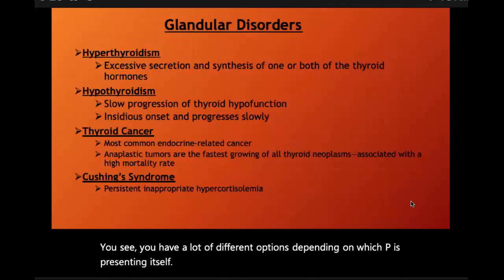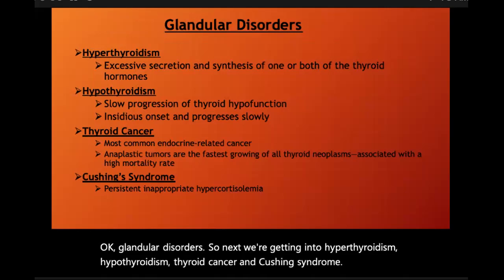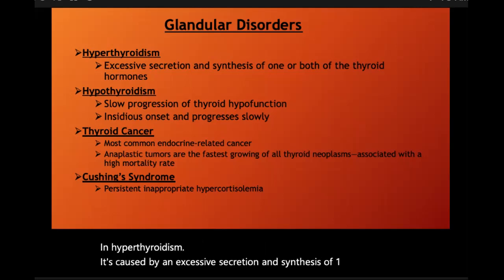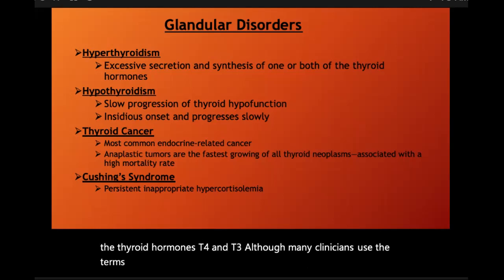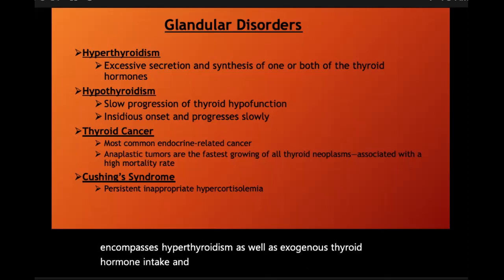Okay, glandular disorders. So next we're getting into hyperthyroidism, hypothyroidism, thyroid cancer, and Cushing syndrome. Hyperthyroidism is caused by an excessive secretion and synthesis of one or both of the thyroid hormones, T4 and T3. Although many clinicians use the terms interchangeably, thyroid toxicosis is a more general term that encompasses hyperthyroidism, as well as exogenous thyroid hormone intake and subacute thyroiditis, in which acute inflammation of the thyroid gland results in the rapid excretion of stored thyroid hormones.